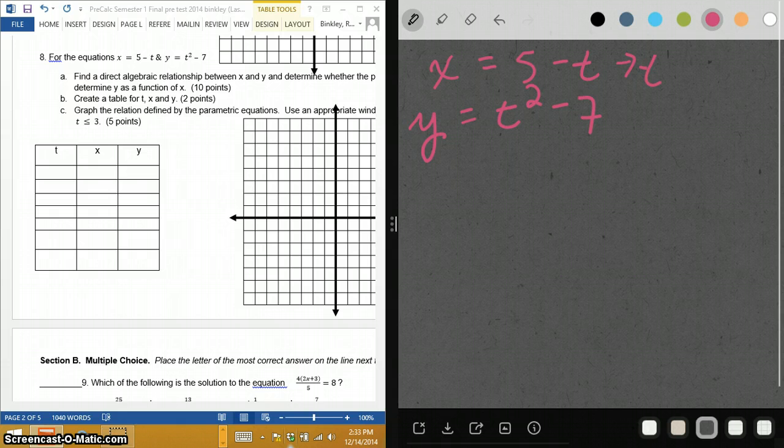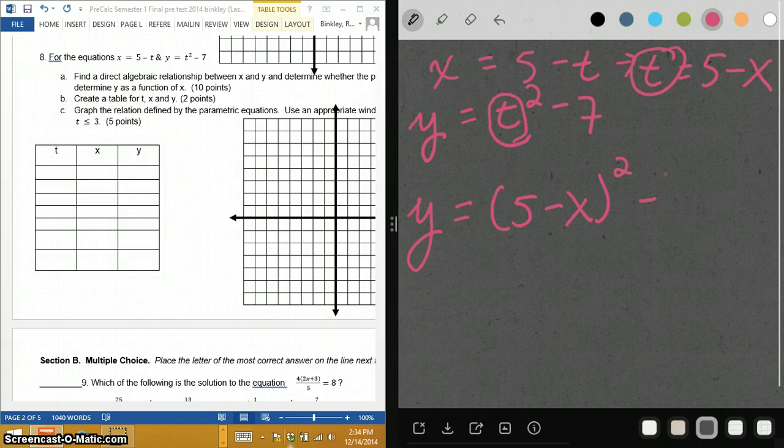Positive t will be equal to 5 minus x, right? If I add t's to each side and then subtract x's from each side. And now that I know what t is equal to, I can substitute that in for this t here. So y equals, instead of t, (5 minus x) squared minus 7. Okay, and this function is the function that you just graphed.